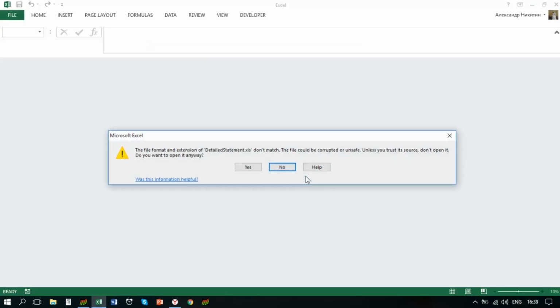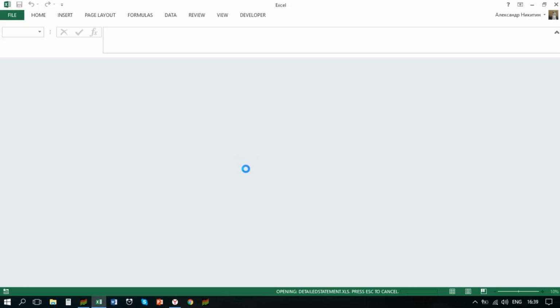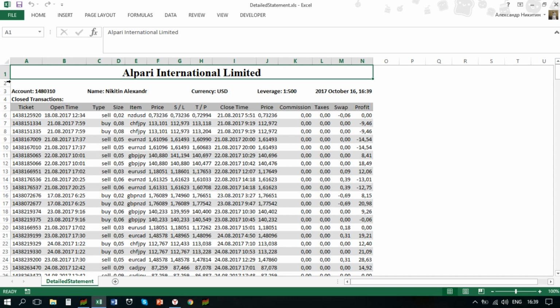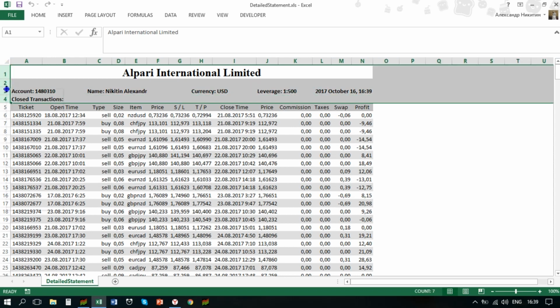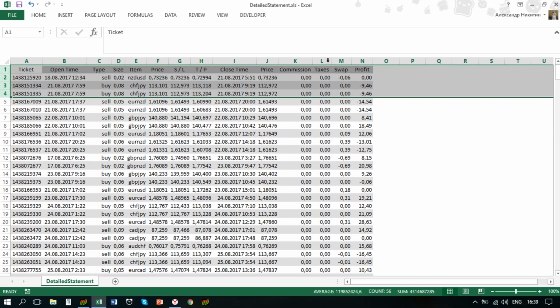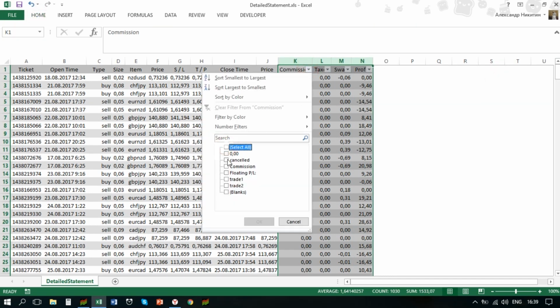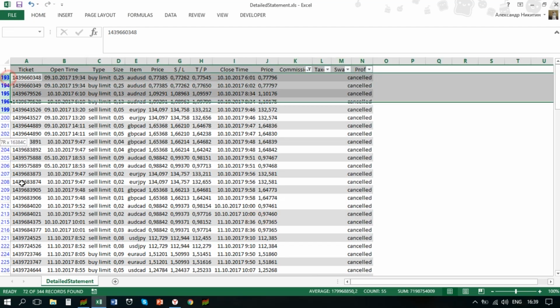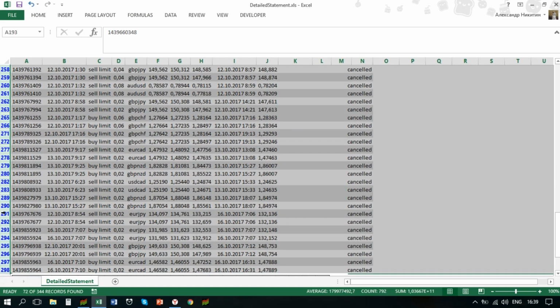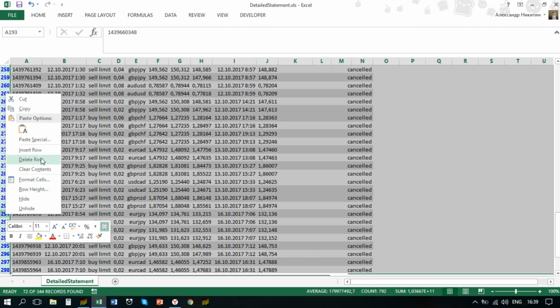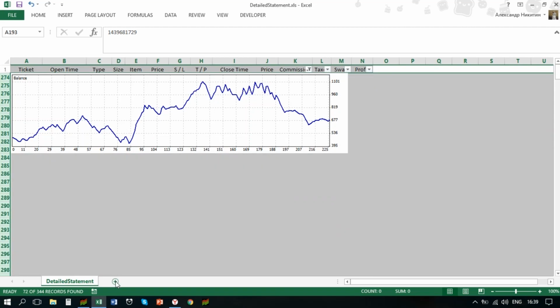I need to do some minor changes. Okay, perfect. Delete this, we don't need that name. Let's go here, filter. Let's delete some canceled trades as well. Okay, let's delete this row.